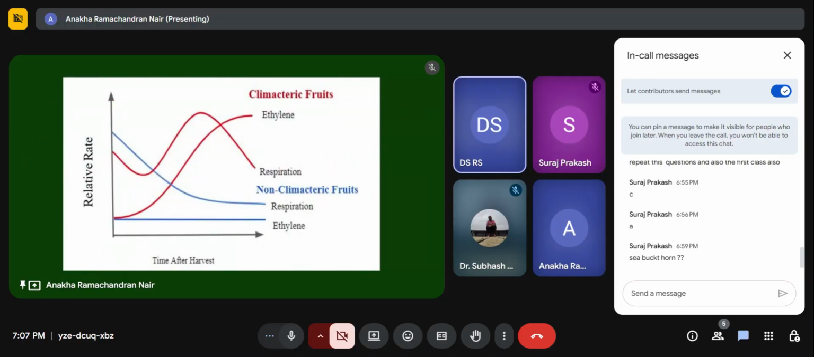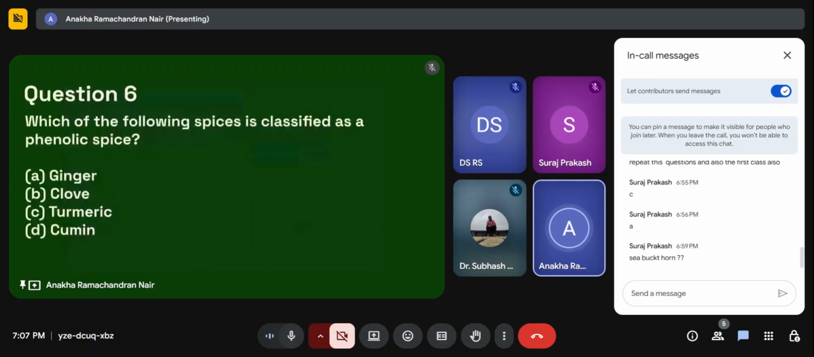No, ma'am. All right. So let's move on to question number 6. Question number 6 is which of the following spice is classified as a phenolic spice? They will contain certain amount of phenolic compounds and therefore they will be classified as phenolic spice. There are four options: ginger, clove, turmeric and cumin.